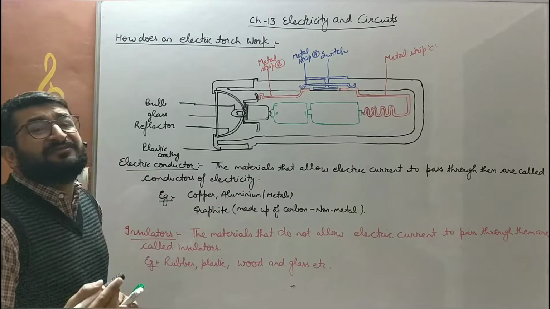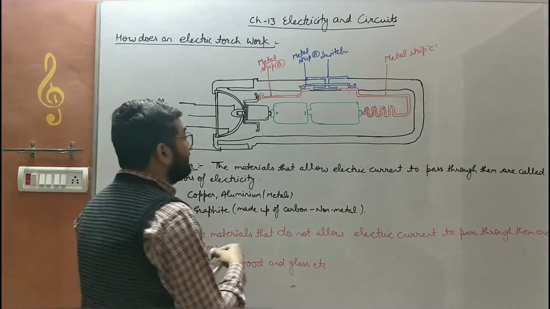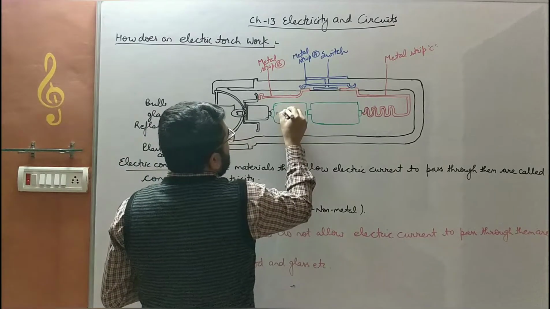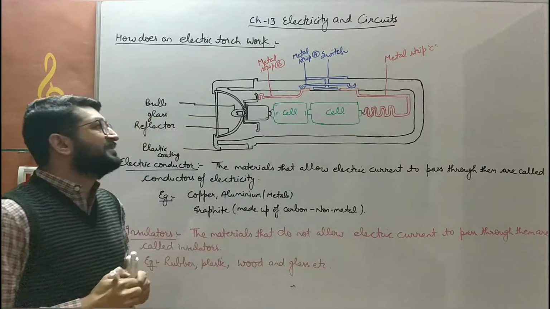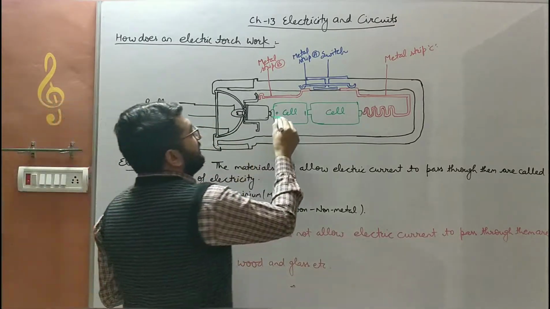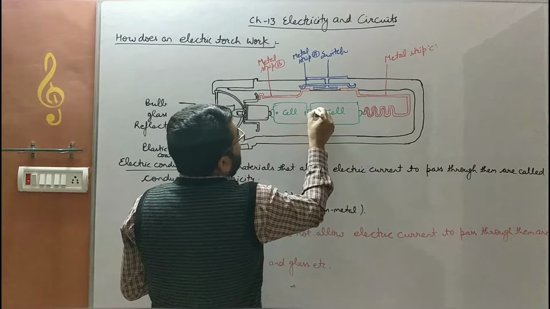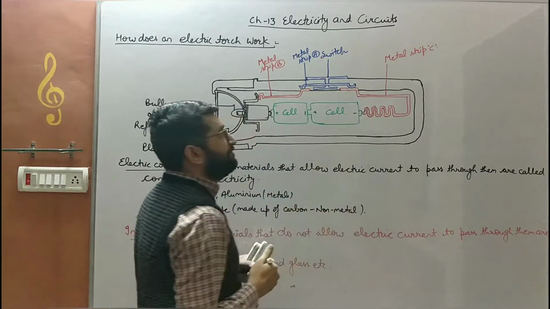A torch works on electric current, and that electric current is provided by the cells present in the battery. So these are the cells. These two are the cells connected in series, positive with positive end and negative with the positive of another cell.